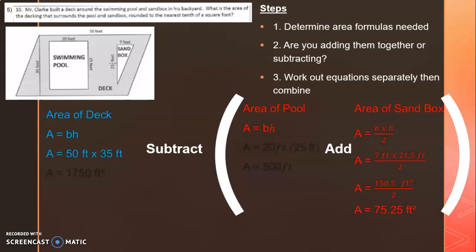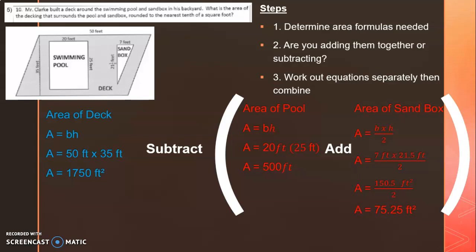So area of my deck is going to be base times height. So I have a 50 by 35, which gives me a 1750. The area of the pool is base times height again, which is 20 by 25, which is going to give me 500. And I already solved for the sandbox, which was base times height. So it's a 7 times 21.5 divided by 2. So it's going to be 150.5 over 2, which is 75.25.